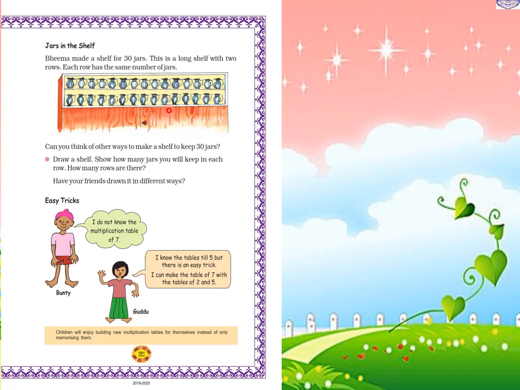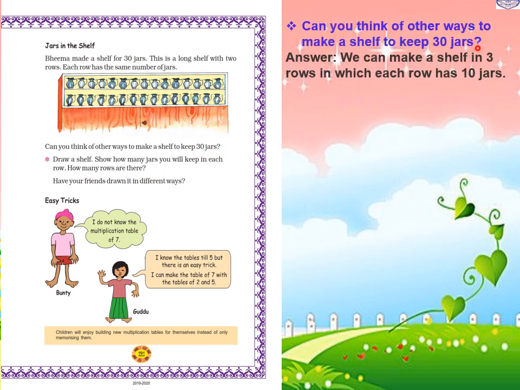2 rows. So each row has the same number of jars, and she arranged the same number of jars in each row. Can you think of other ways to make a shelf to keep 30 jars? We can also make another way to keep 30 jars. We can make a shelf with 3 rows, with 10 jars in each row.